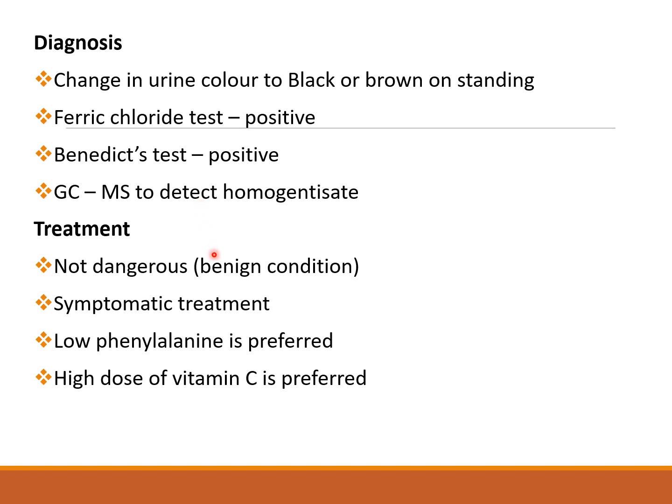Treatment, as it is a benign condition, is usually symptomatic treatment. If they have pain and all, we can go with symptomatic treatment, and they should be put on a low phenylalanine diet, and high doses of vitamin C are preferred because this is one of the cofactors in the reaction.